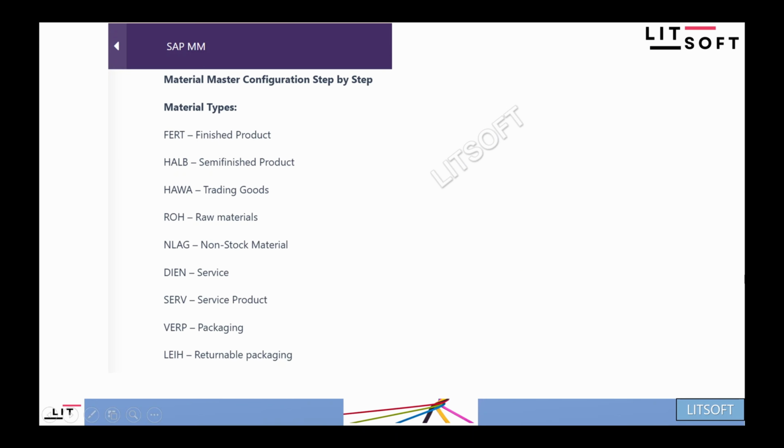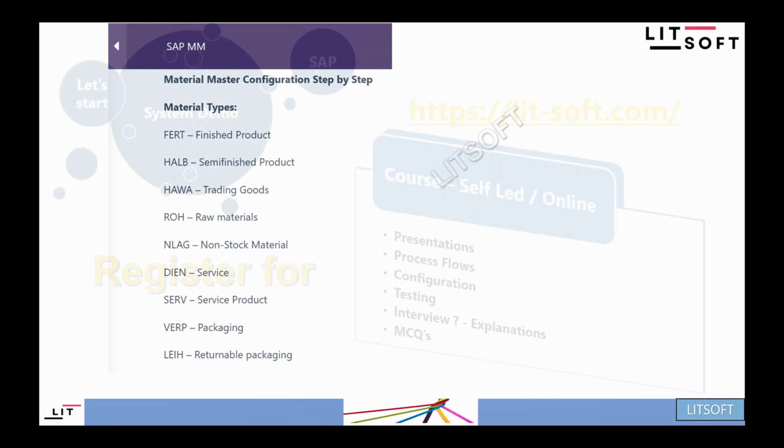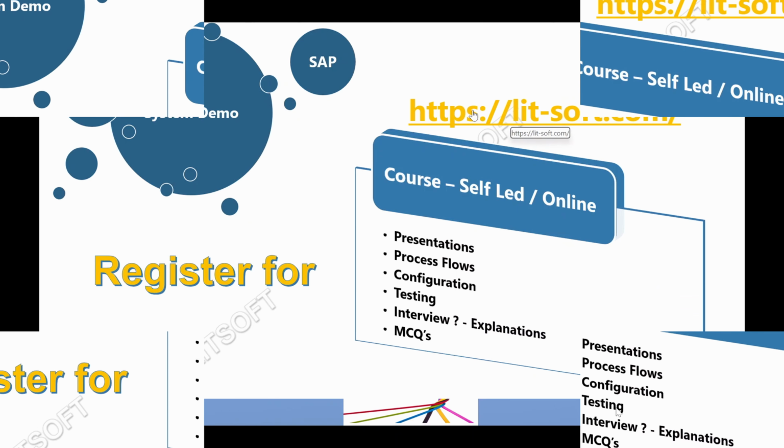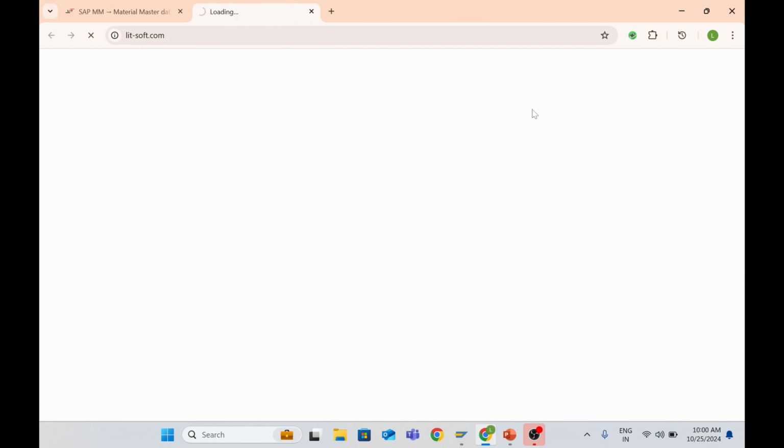And here you can see the number of material types which are usually used in the industry. So we know about the finished product, semi-finished, trading, raw material, non-stock material, service product, packaging, returnable packaging. Let's get into the system for presentation, process flows, step-by-step detailed configuration and testing. So let's move on.